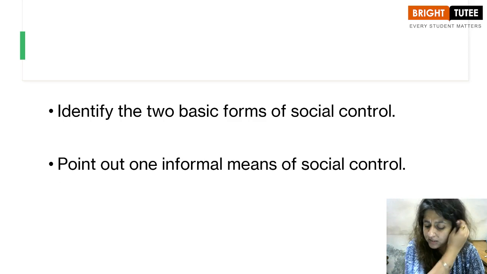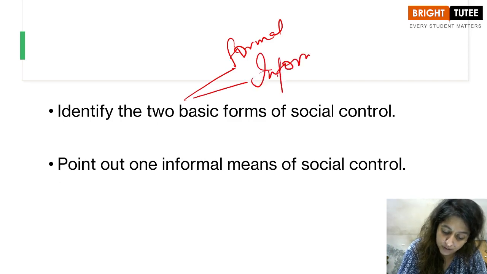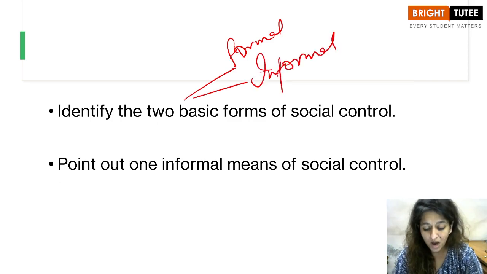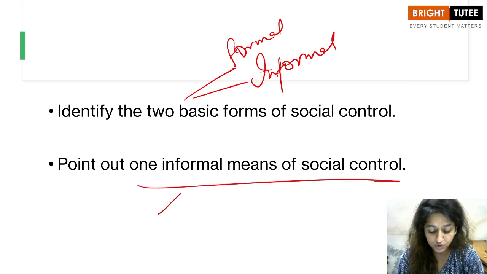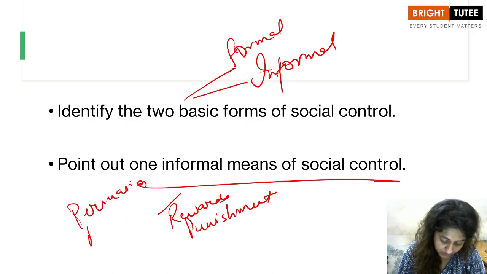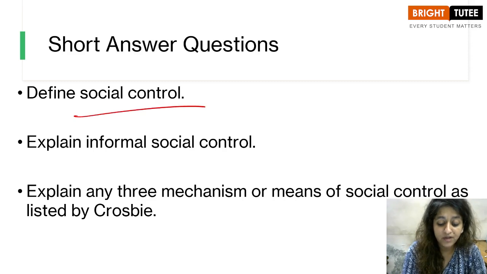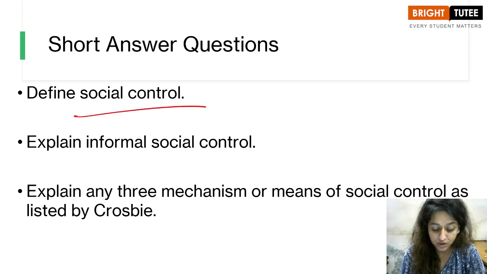Moving ahead to basic forms of social control. Obviously, we have talked about it just now, the formal and informal parts of social control. Point out one informal means of social control. You may take any. It may be in the form of rewards, punishments, persuasion, or it also may be in the form of redefined norms as well.